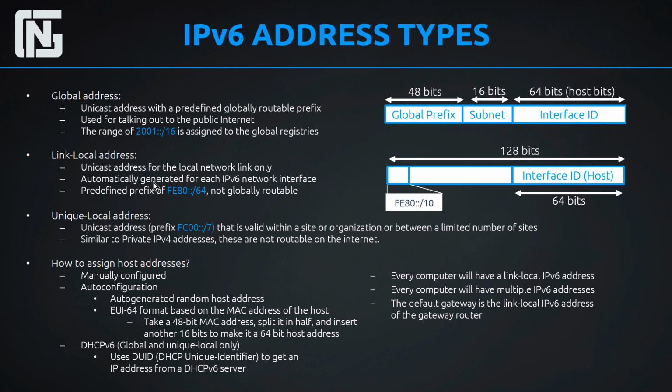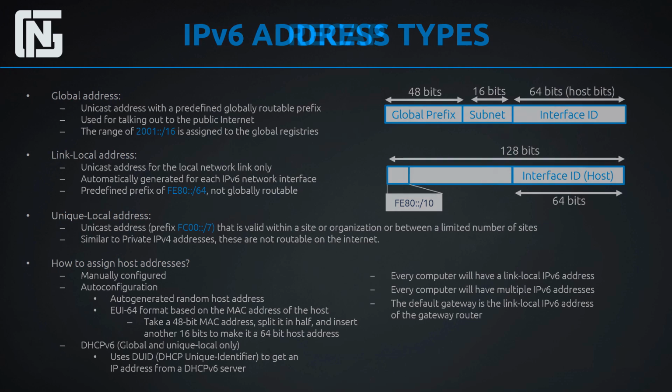So if you're on a local network and you have a link local IP that's automatically generated, your router will be able to talk with you, your default gateway will be able to talk with you on that same link local network that is automatically created. Pretty neat, huh? So that is our IPv6 address types, and that actually wraps up this lesson.